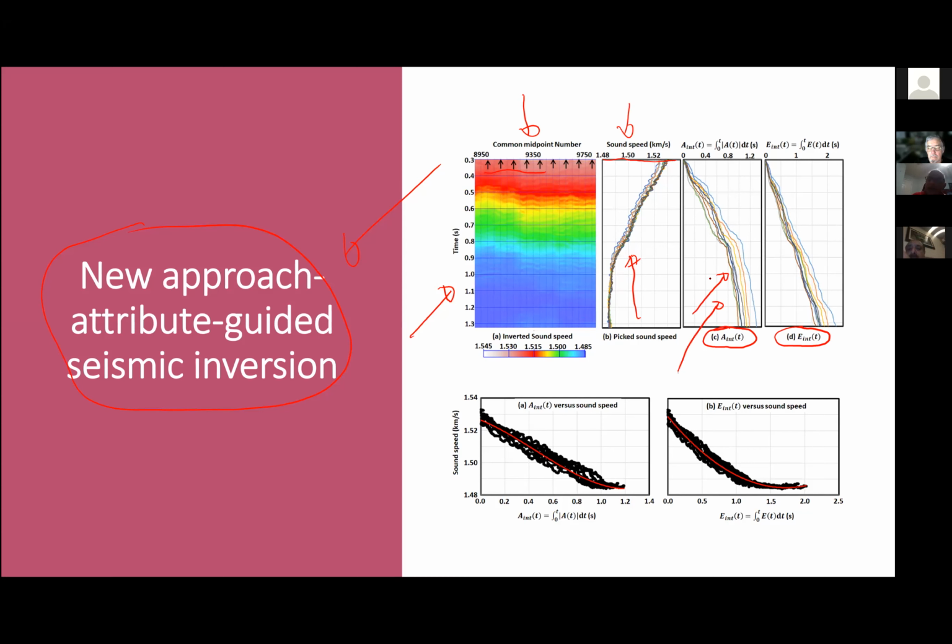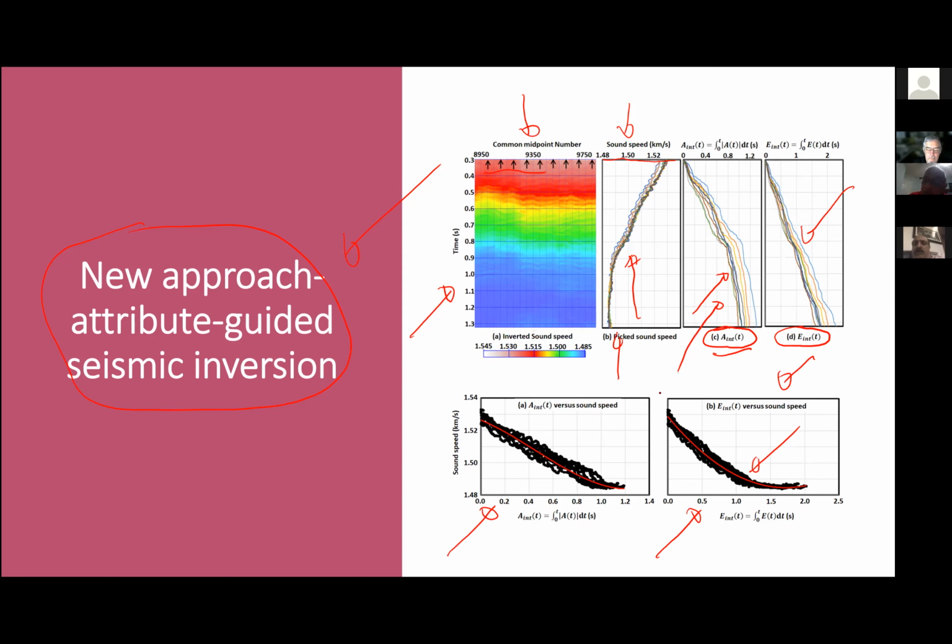Now what I did is, I cross-plotted these attributes from all these points against the corresponding velocities, and that is shown here. And these red curves are the best fit polynomials. You can see these two attributes tend to predict the sound speed pretty well, especially the EINTT.